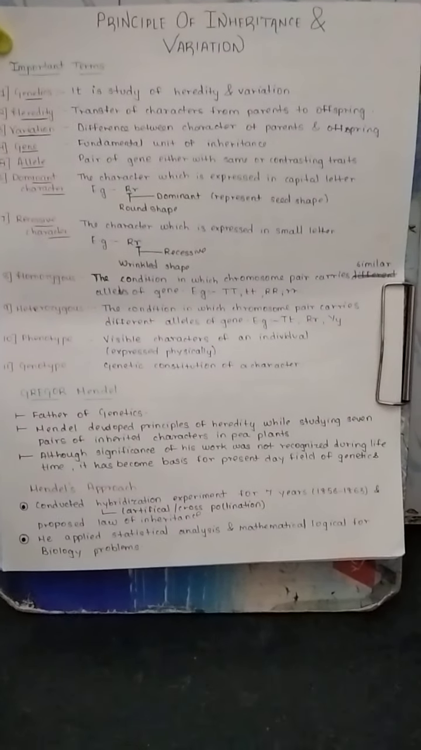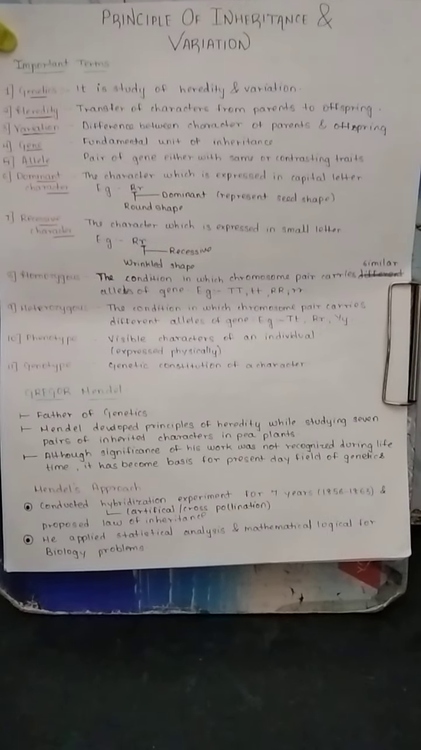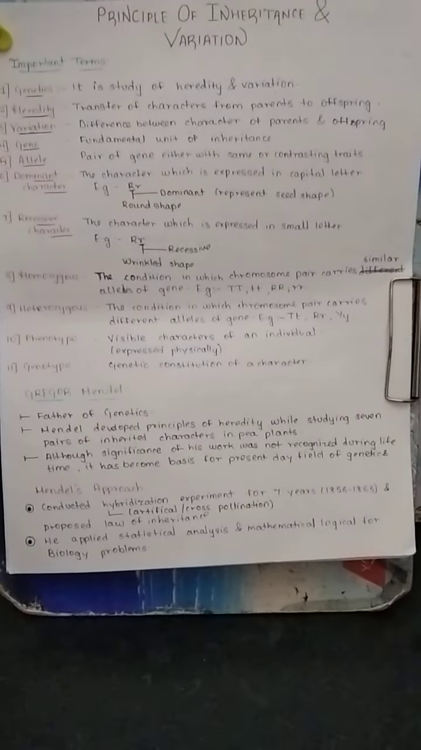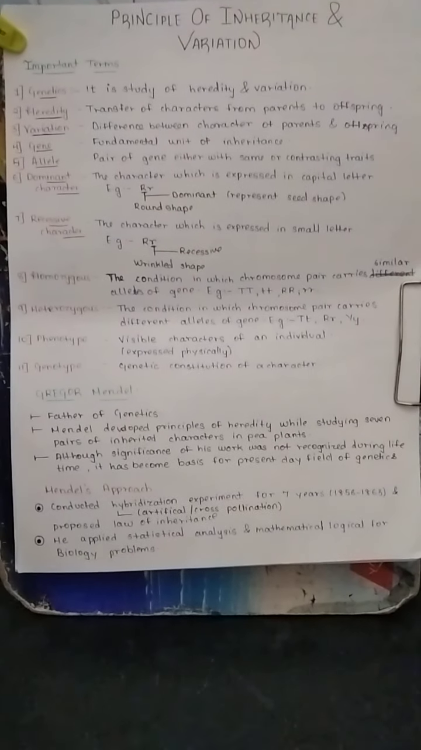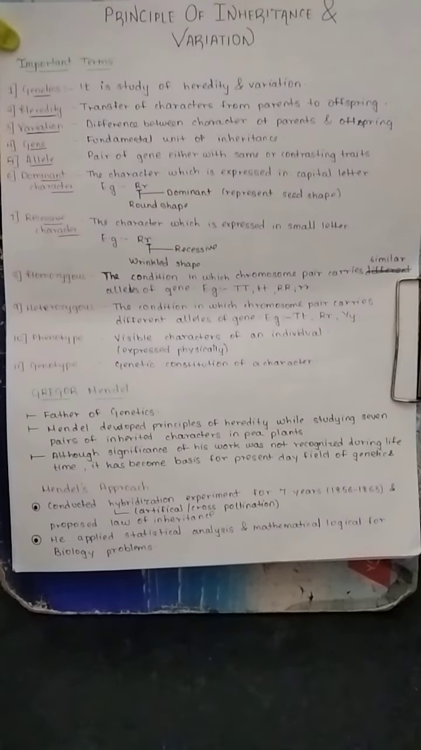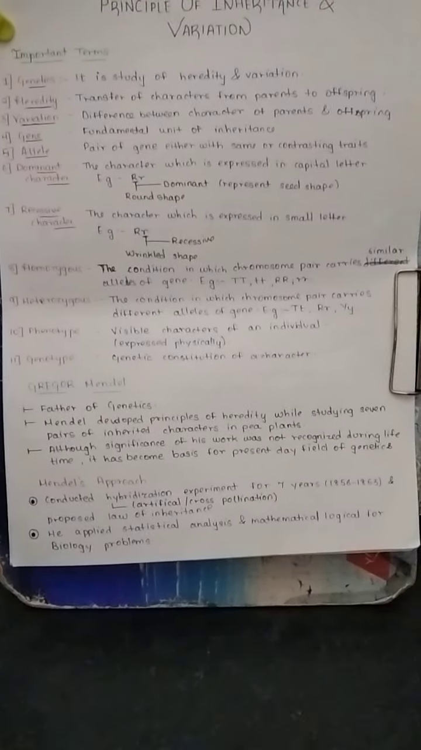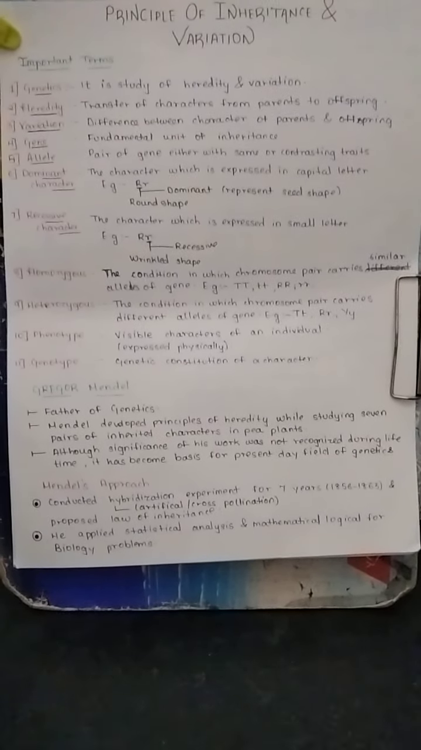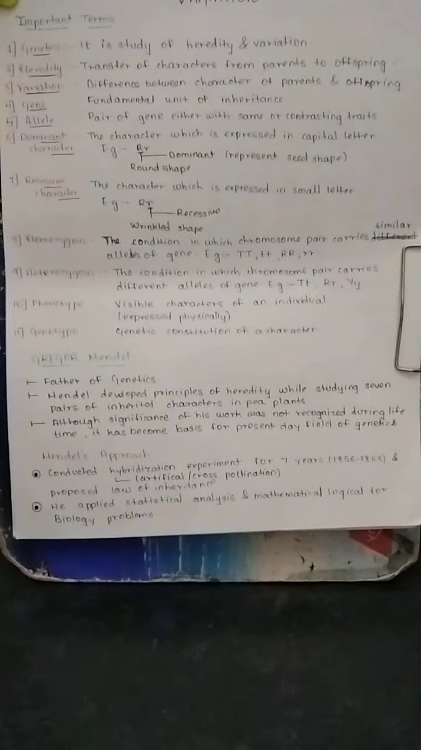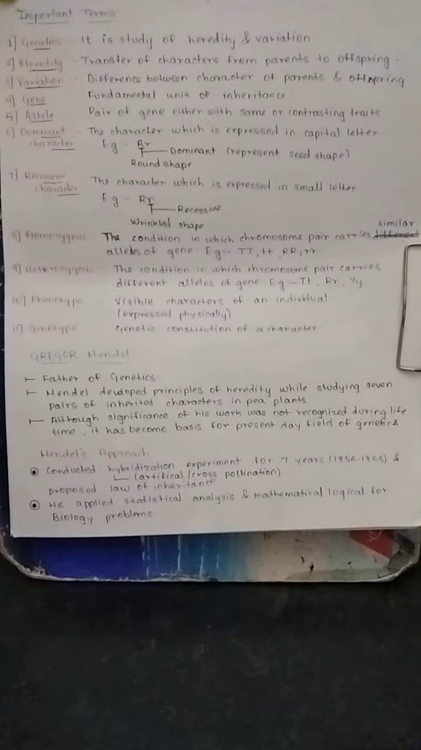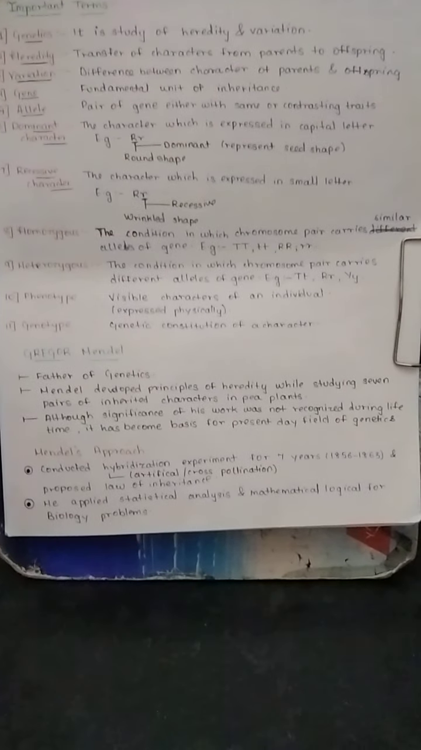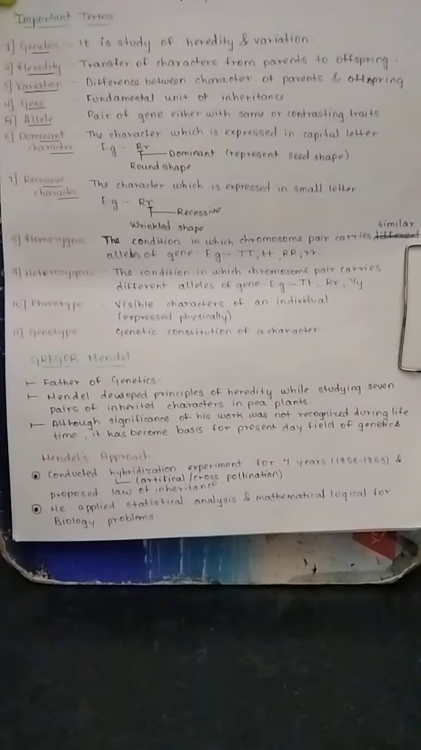For example, capital R and small r. It represents the seed shape. Now here the capital one is the round shape one. Therefore, the round shape is the dominant character. Now next is the recessive character. The recessive character is expressed in a small letter. Let us take the same example, that is capital R and small r. Here the small r is the recessive one and it represents the wrinkled shape.